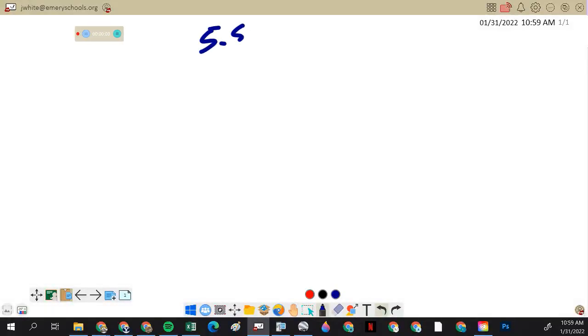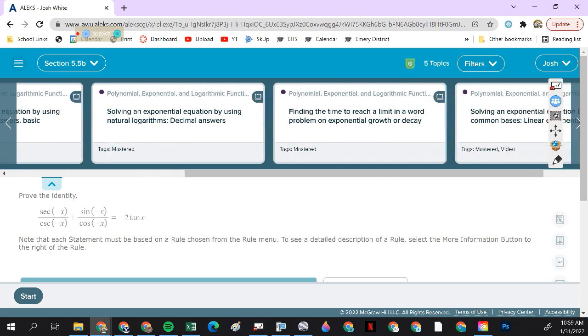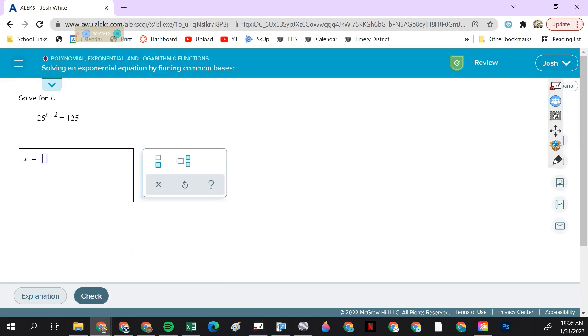Right, this is 5.5b, solving logarithms. Anytime you see a variable in the exponent, you should think logarithm and power rule.